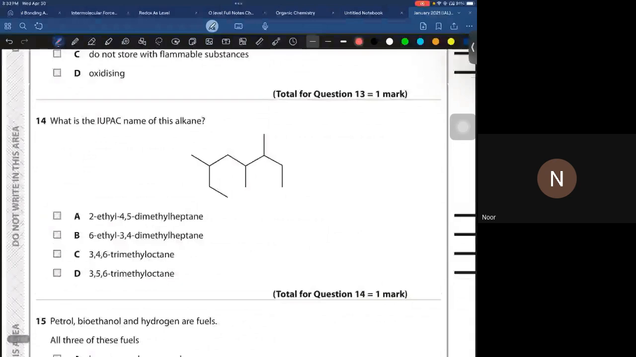What is the IUPAC name of this alkane? First of all you have to see the longest carbon chain, and then you have to see the branches, how many branches you have, and then you have to locate the position of the branches. Then you will see the correct option. So first of all, I would be selecting the longest carbon chain. What do you think about that? What should be the answer?